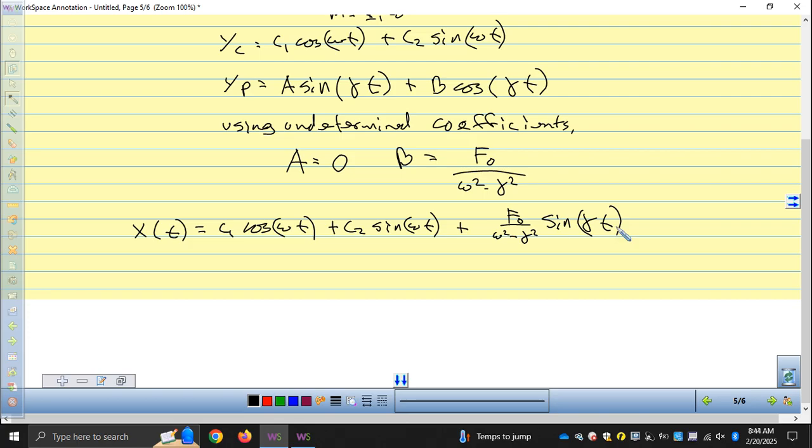Anybody see anything interesting or potentially problematic here with this solution in terms of the relationship between gamma and omega? Yeah, if gamma equals omega, what happens? Our x of t approaches infinity. This is what we call pure resonance.